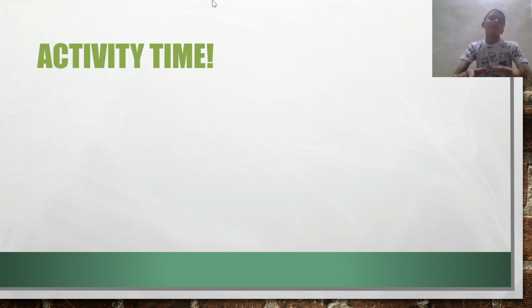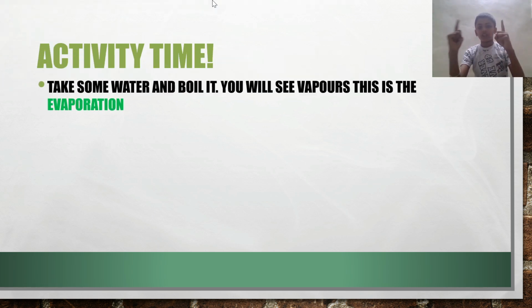Activity time. Okay, guys, you can try this activity at your home. Let's start with the first step: take some water and boil it. You will see the vapor. This is the process of evaporation. You can take any jar and boil water in it, and then you can see the vapors come out. That's called evaporation.